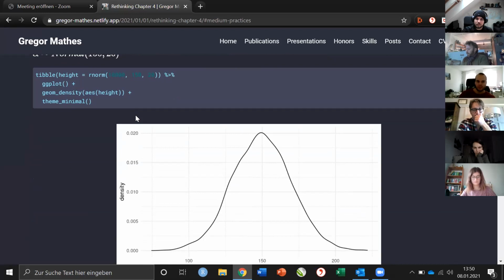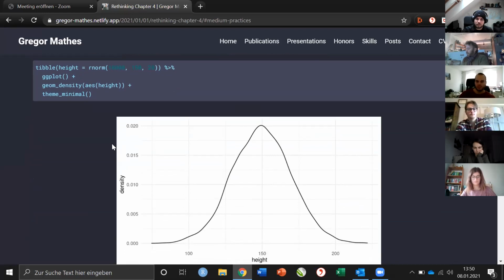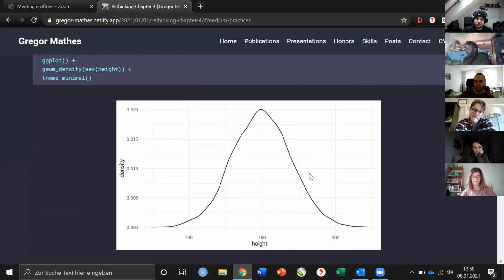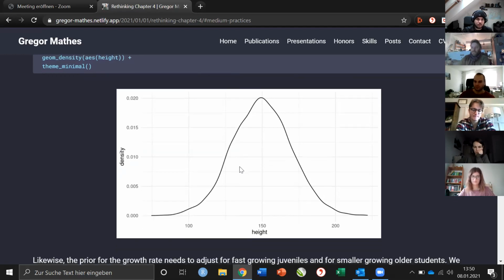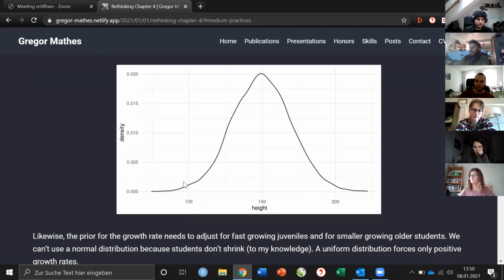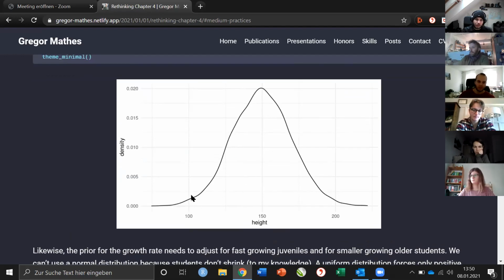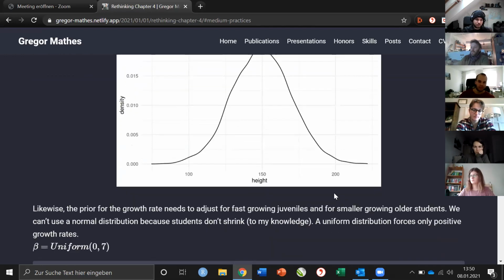So for the prior for alpha, I just plotted it quickly, and this is just a rather flat prior because we don't know whether the students here are children or high school students or I don't know. So we're really not certain about that, and that's why I use quite a wide range, high standard deviation for alpha, if that makes sense. You can see that it reaches from some 100 centimeters to 200 centimeters.